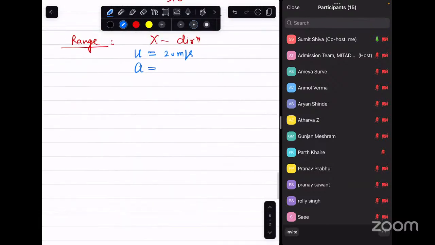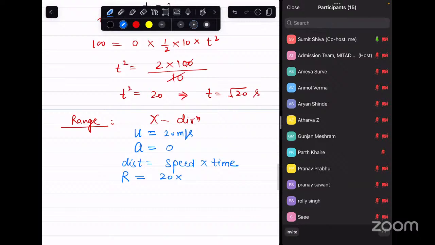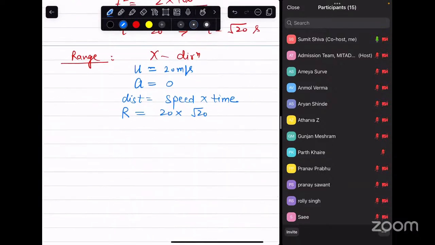So we will write acceleration in x direction is 0, and we are interested in distance. Because there is no acceleration, you can simply find out distance by the simple formula. Distance is given by speed into time. And in this case, distance is known as range. Speed is 20 and time we have calculated is root 20 seconds. So range R will be 20 root 20 meters.